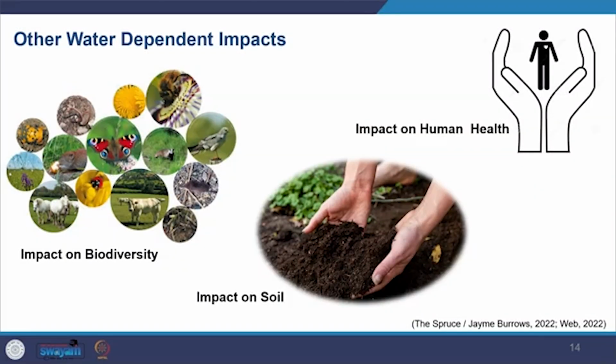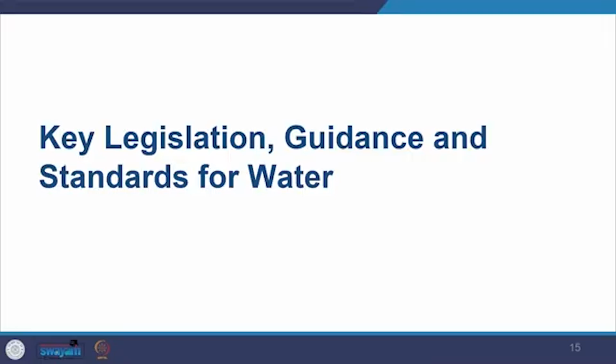Further, there would be a direct impact on water, but also indirect impacts, like we studied about the various categories of impact, direct and indirect. Water is going to have a lot of indirect impact also, such as impact on biodiversity, on soil and on human health. With this background in mind, let us look into the legislation, guidance and standards for water.